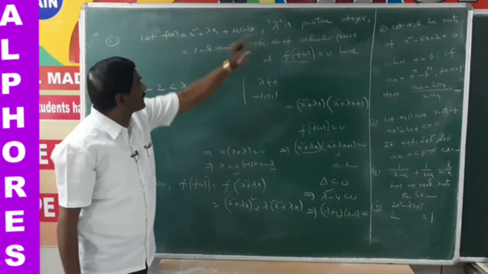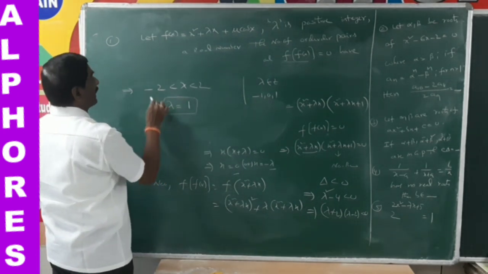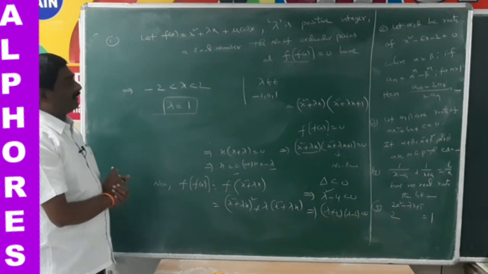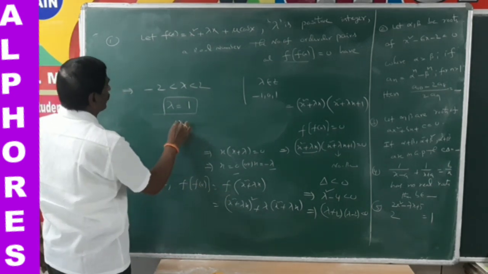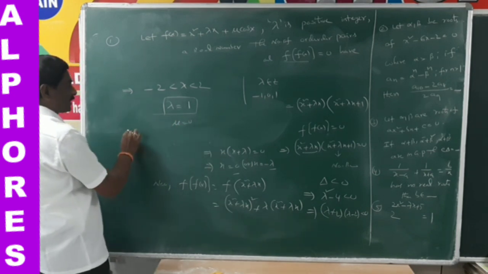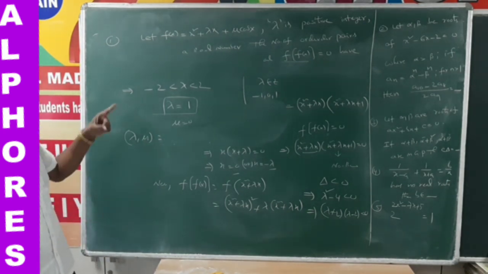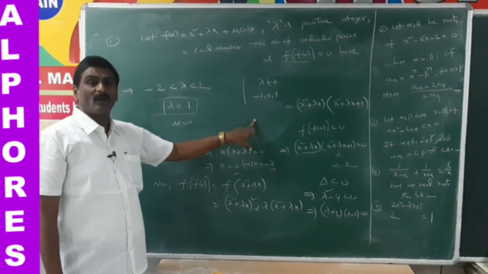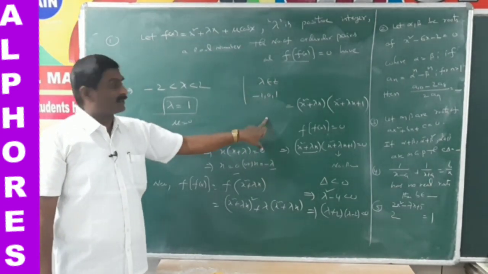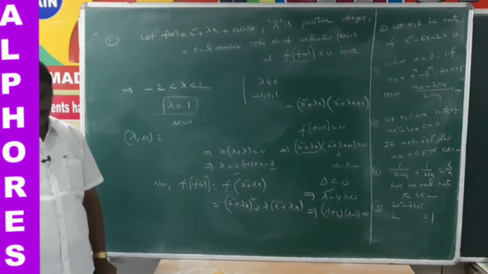But here lambda is a positive integer. So the possible value of lambda is equal to 1 in between minus 2 to 2. Lambda is equal to 1 and mu, already we found the value mu is equal to 0. Therefore, the ordered pair of lambda comma mu is 1 comma 0. Suppose lambda is an integer, then the ordered pairs are minus 1 comma 0, 0 comma 0, 1 comma 0. That means we get 3 ordered pairs. Okay? Next.